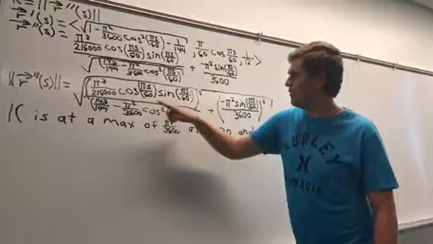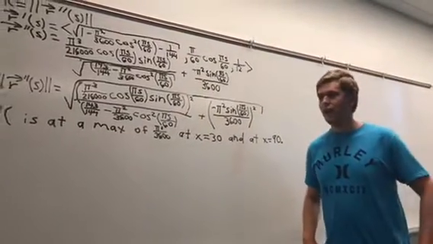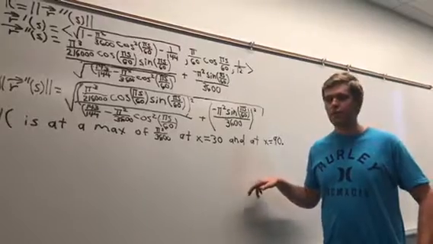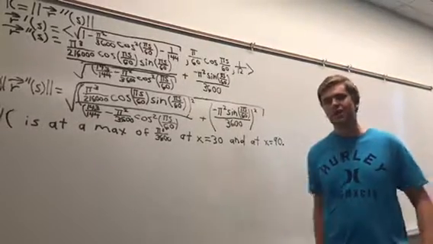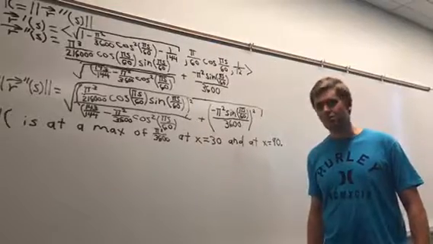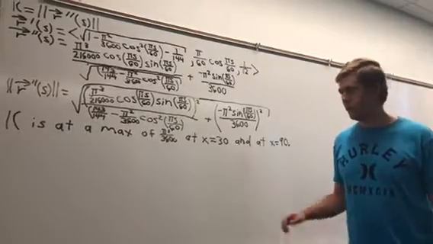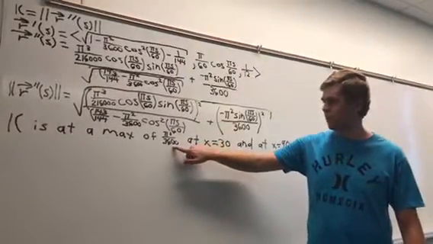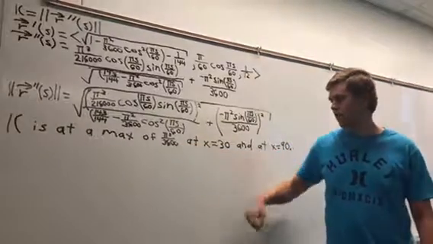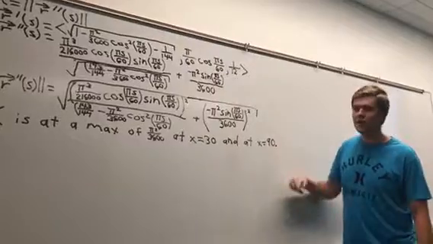the magnitude of r double prime of s into Wolfram Alpha, and at the very end of your input, you specify your interval, which, as we stated in question 1, was 0 to 120, and then you hit enter, and it gives you a max of pi squared over 3600, and that occurs at x equals 30 and at x equals 90.